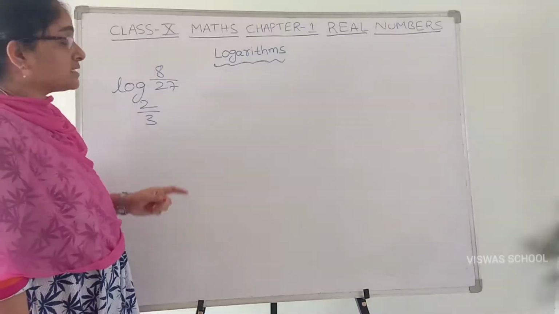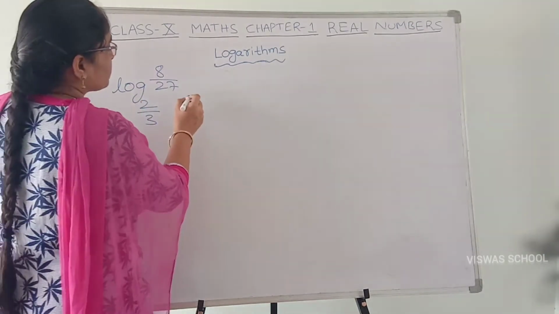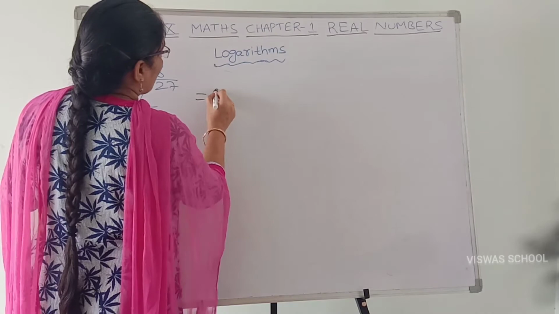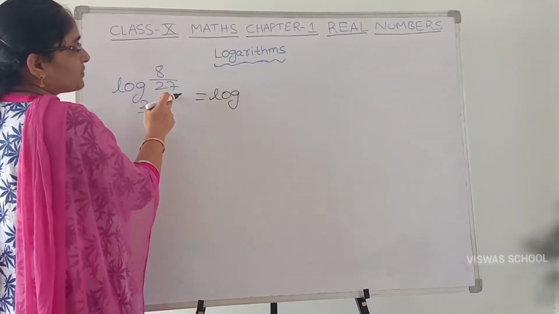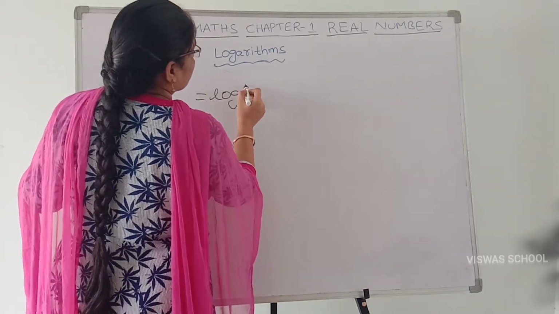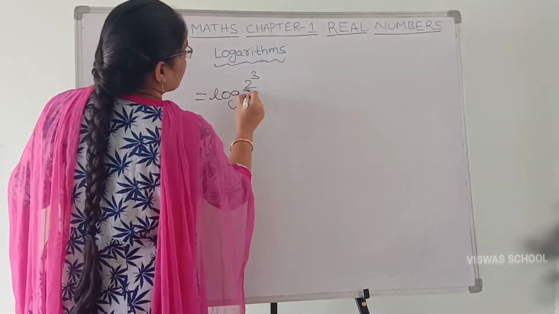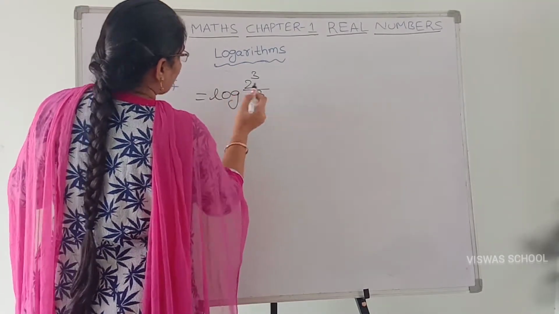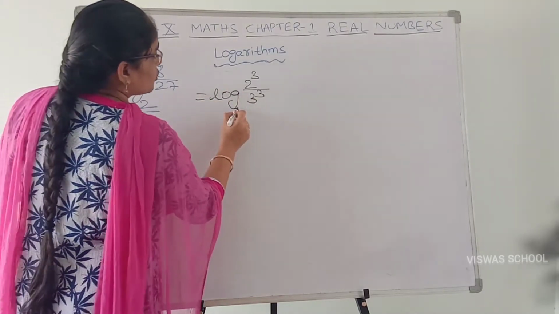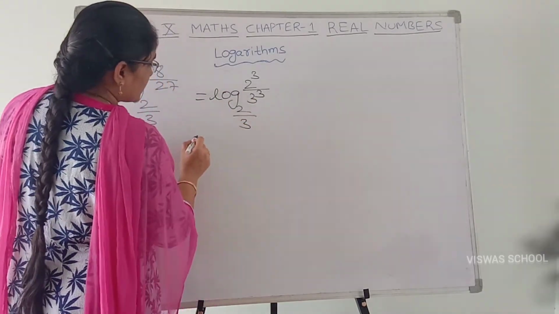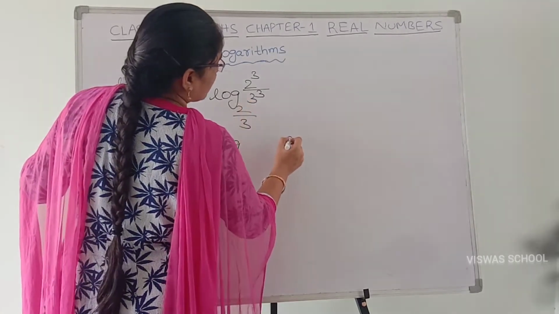Minus 4. Next one is log 8 by 27 base 2 by 3. How do you find this value here? Log 8 by 27. This 8 by 27 is written as what here? 8 means 2 cube and 27 means 3 cube. So 2 cube by 3 cube, here the base is 2 by 3.